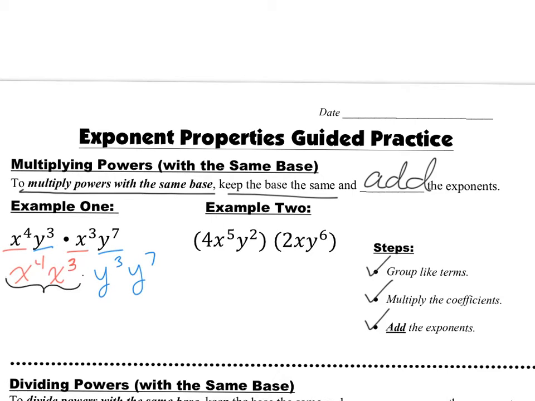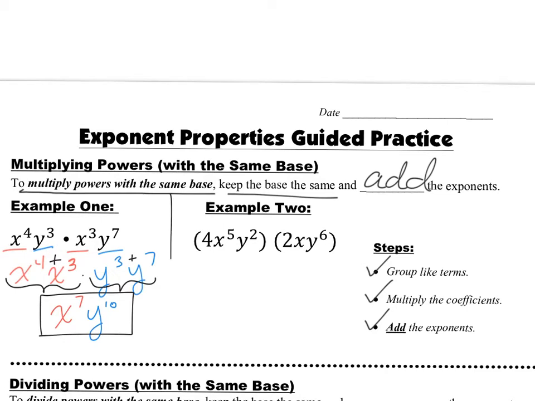So in our first set of like terms, we're going to get x to the seventh power because we're adding the exponents, and y to the 10th power. So remember, when you have the same base, we add these exponents. Multiplying powers with the same base, we add the exponents.